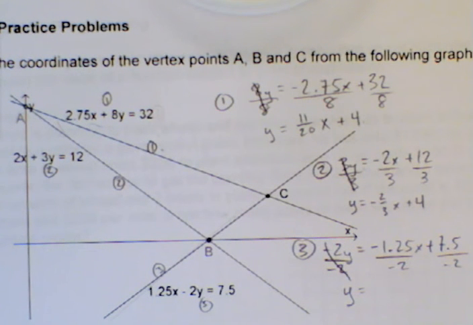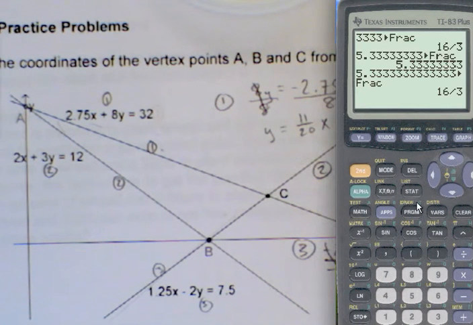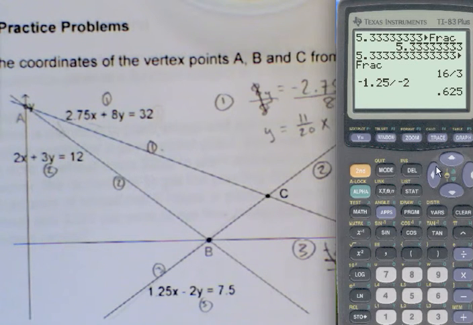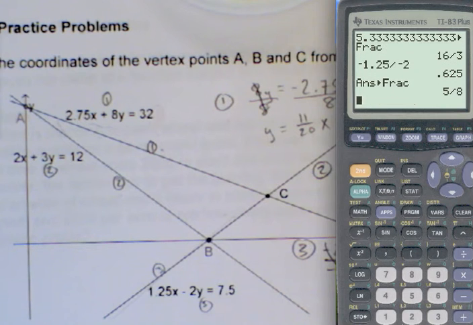If you're not positive, we can always grab our calculator and type that in. I had negative 1.25 being divided by negative 2. I get 0.625, and if you hit math and then turn it into a fraction, you get 5 over 8. So you can write it either as 0.625 or just as 5 over 8.